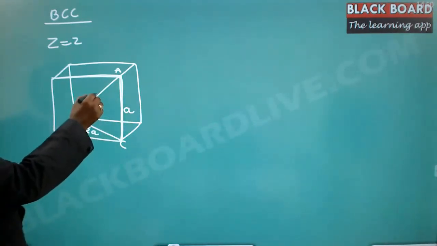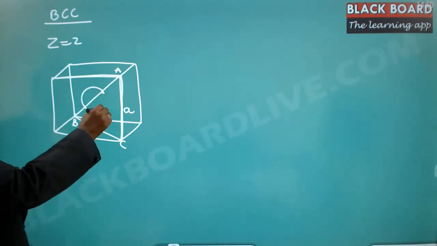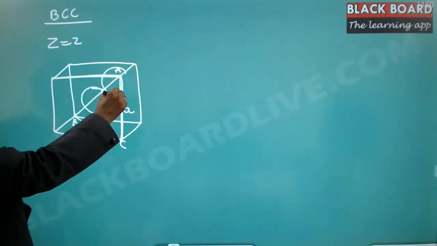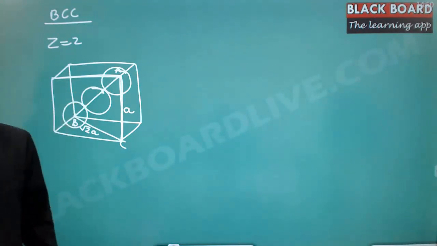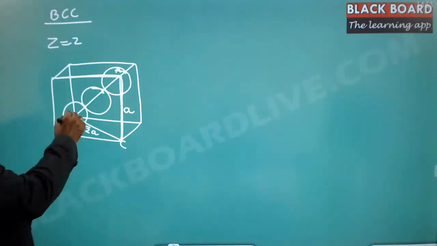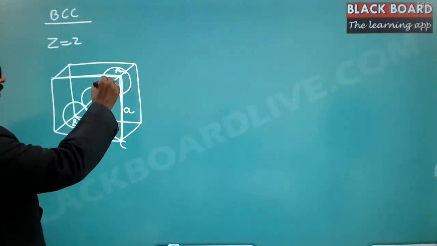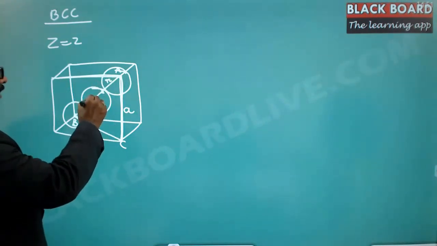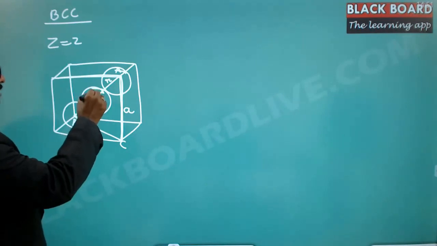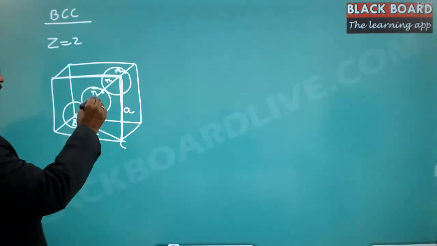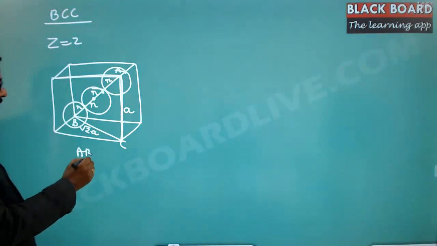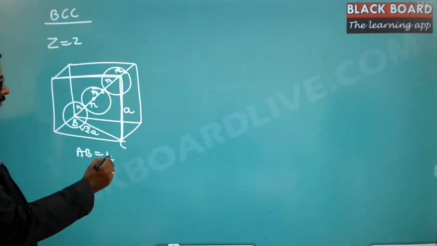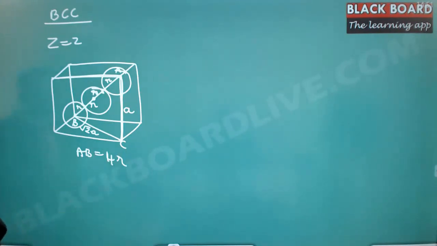Now in the body center, there exists one atom. Another atom is here. You assume that all the 3 atoms are the same size. So the body diagonal AB has 4 radii. It is one radius, it is the center of the second atom, it is the radius. So AB is equal to 4R.